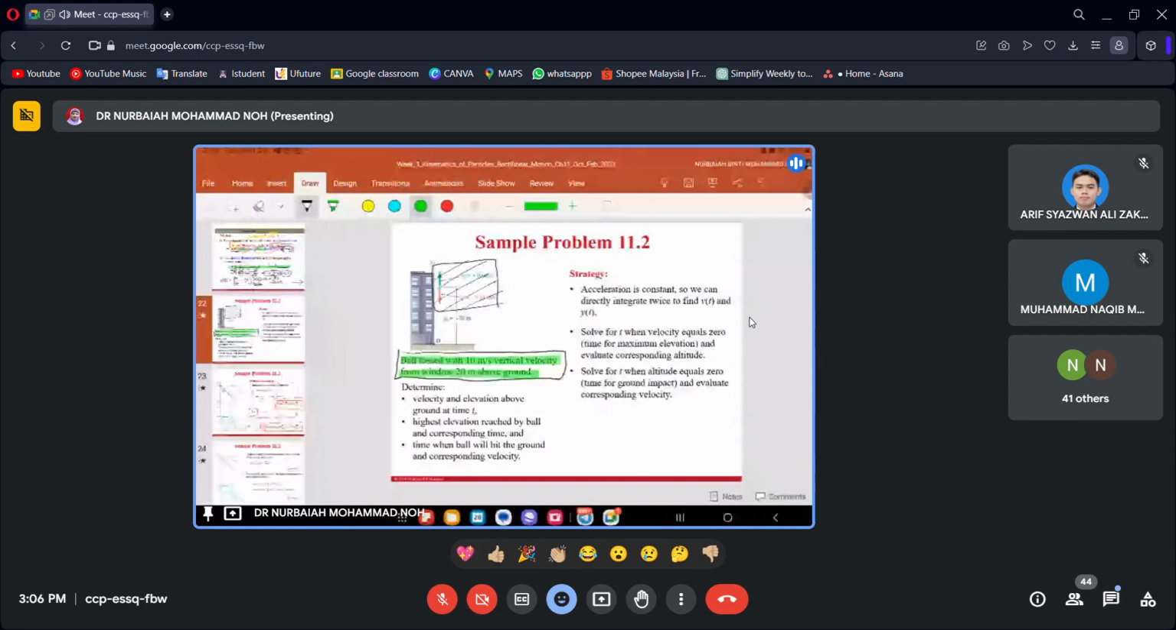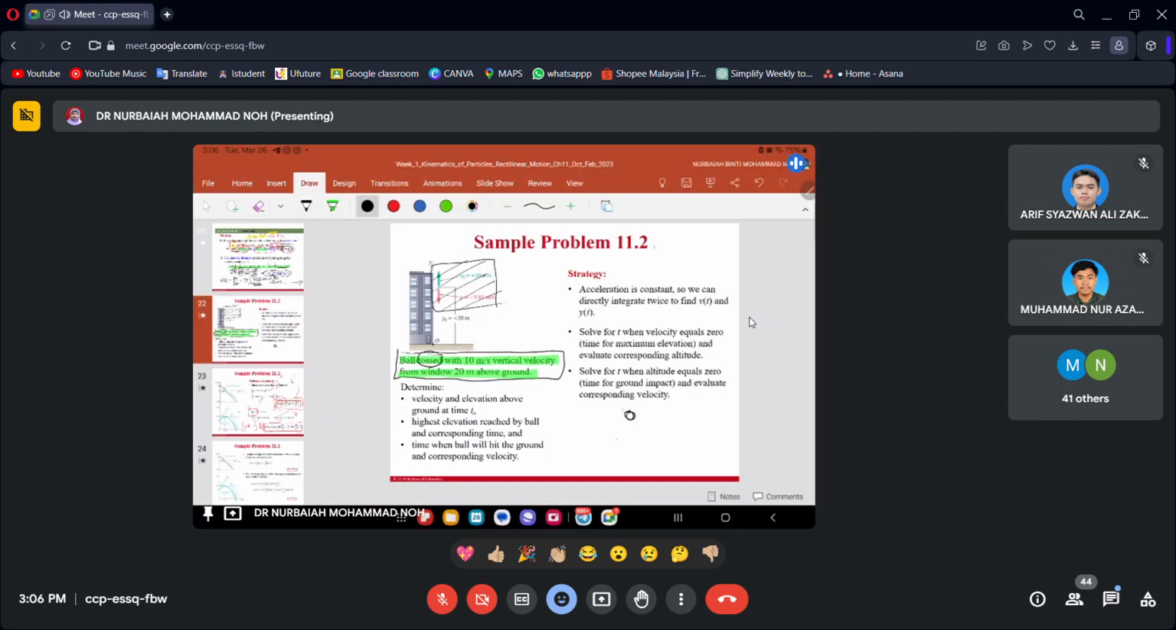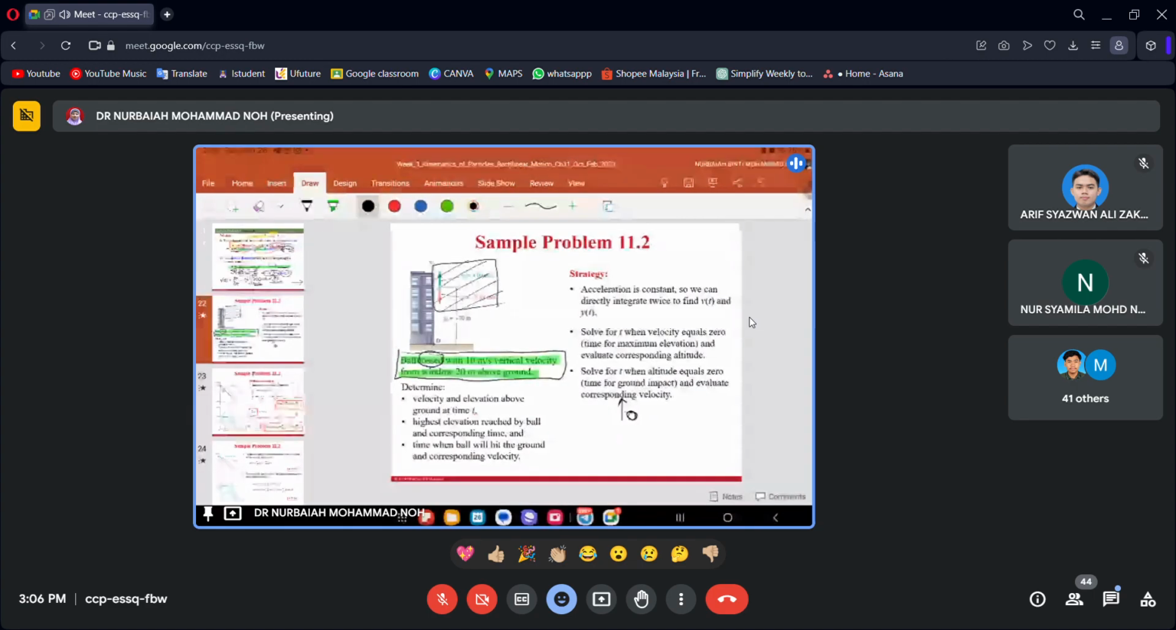Okay, dia sebut pasal bola. Dia kata ada bola, toss. Bila kata toss, pergerakan tu bagaimana? Toss tu maksudnya apa? You baling ke atas ataupun you baling ke bawah? Ke atas. You baling ke atas. Maksudnya pergerakan partikel tu akan pergi upward. Right? Okay, so initially pergerakan bola ini dalam keadaan going upward.